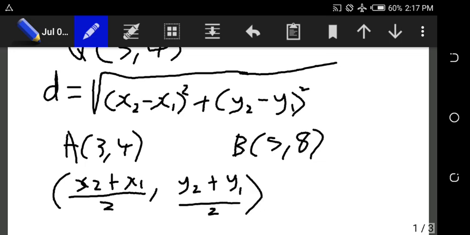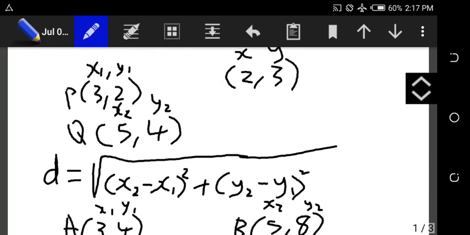So you have to add your x values. This is x1, y1, and here is x2, y2. We'll go ahead and substitute the values in this equation, and the answer we get will be the coordinate of the midpoint of the line segment. So this is a quick revision of what we have done so far.